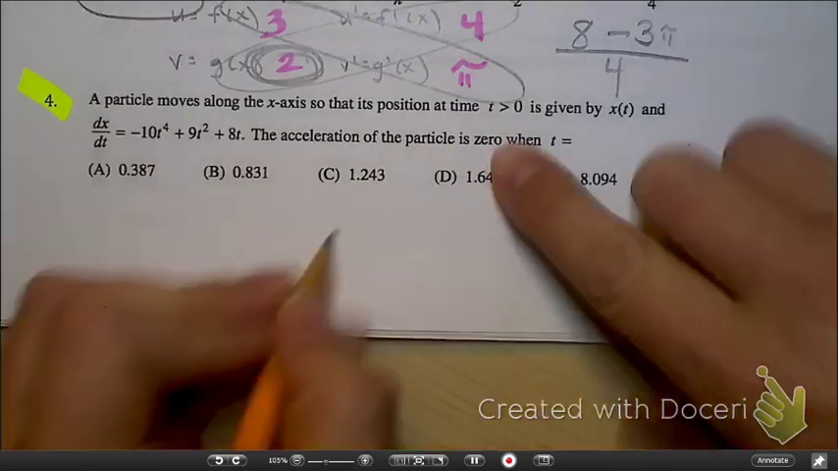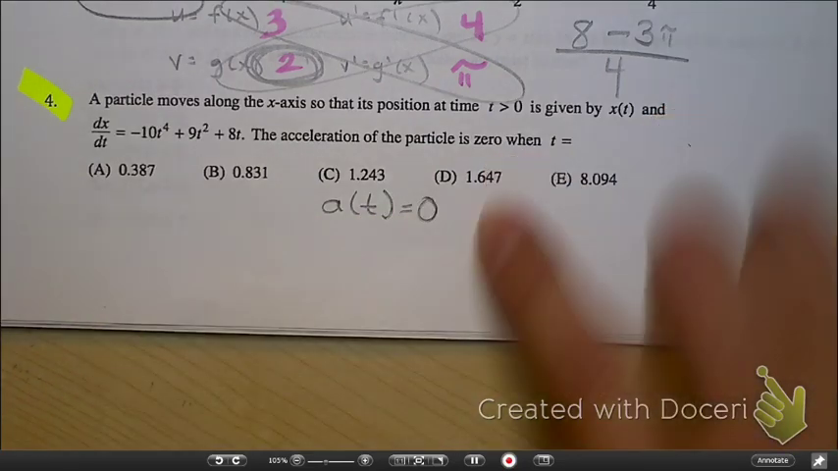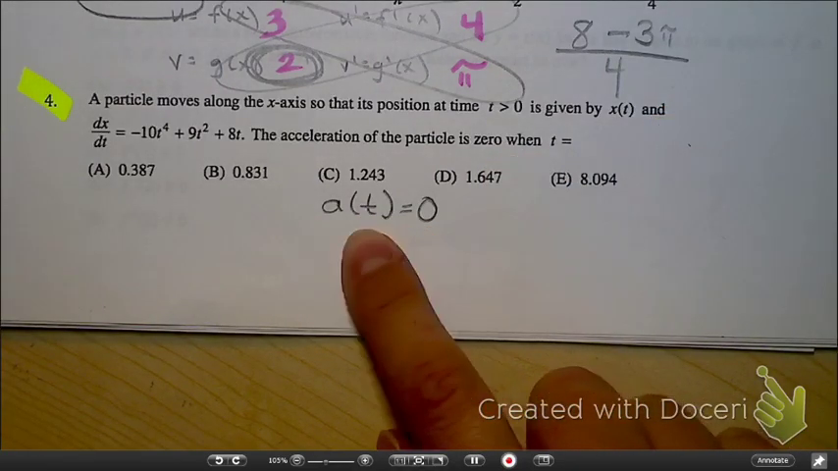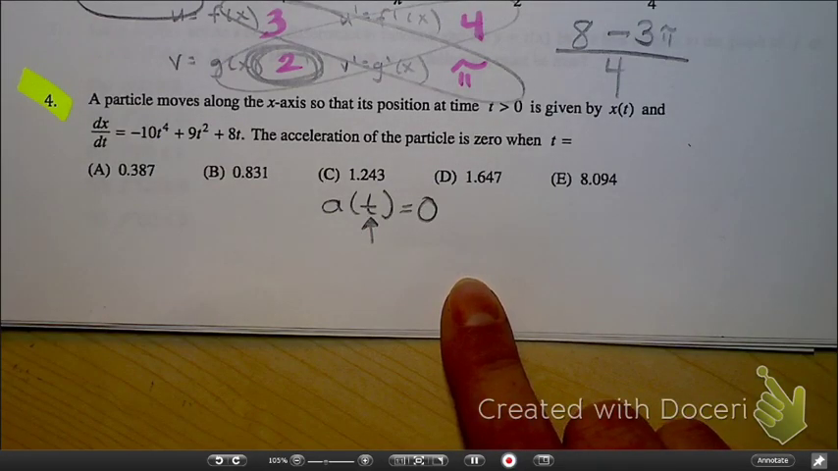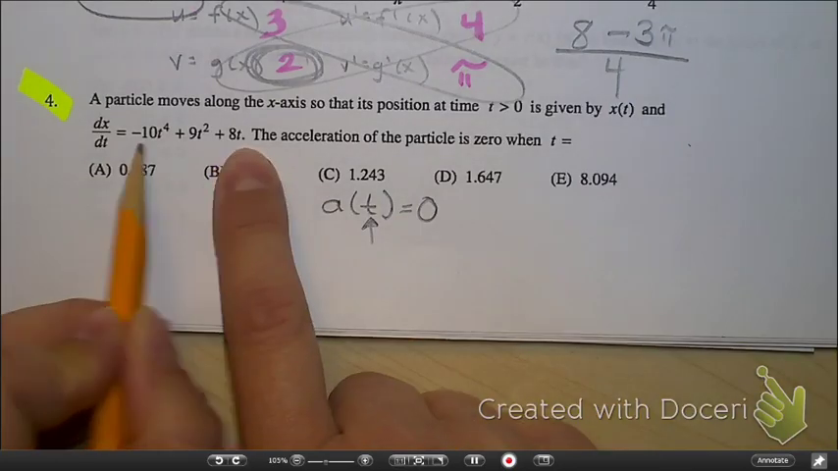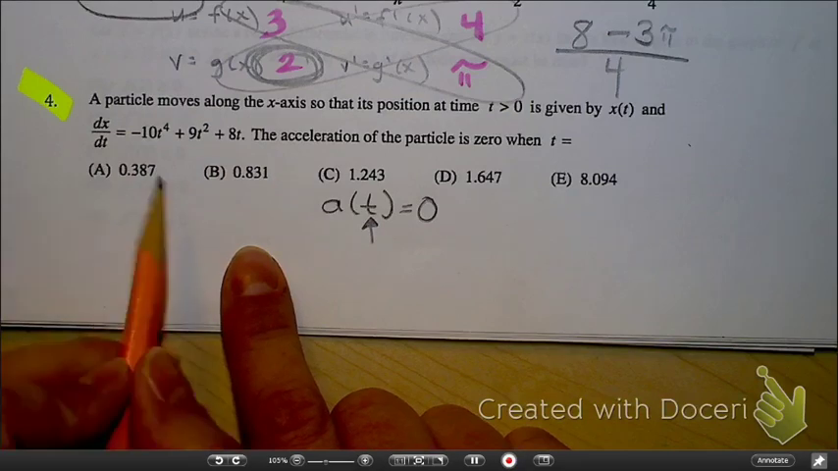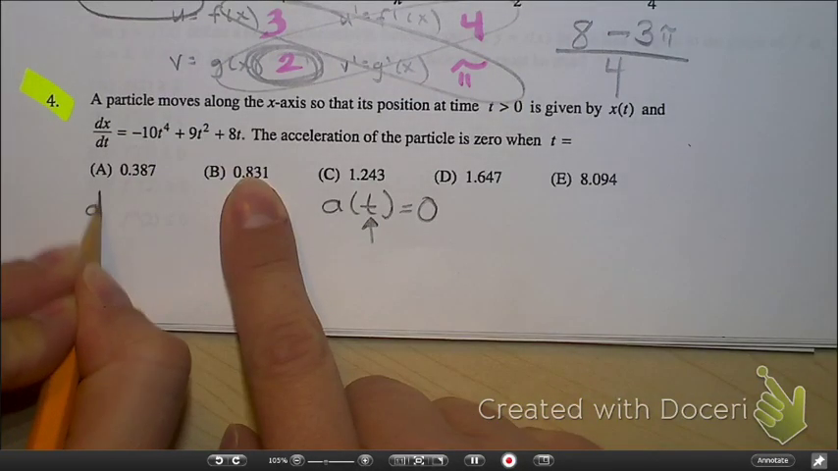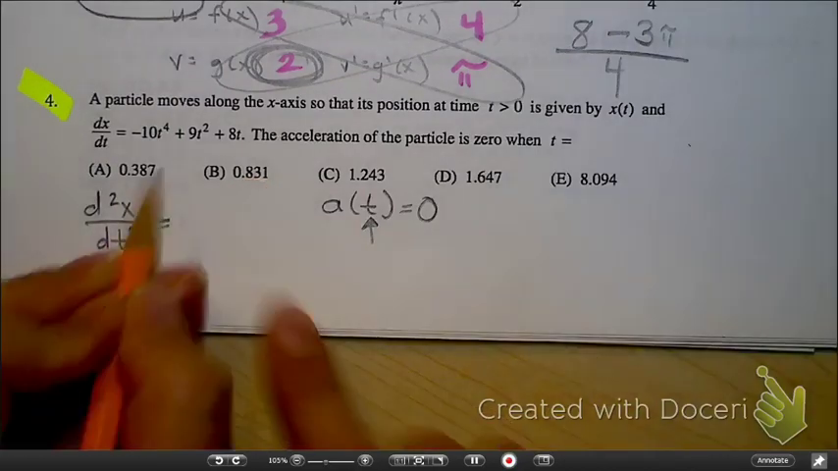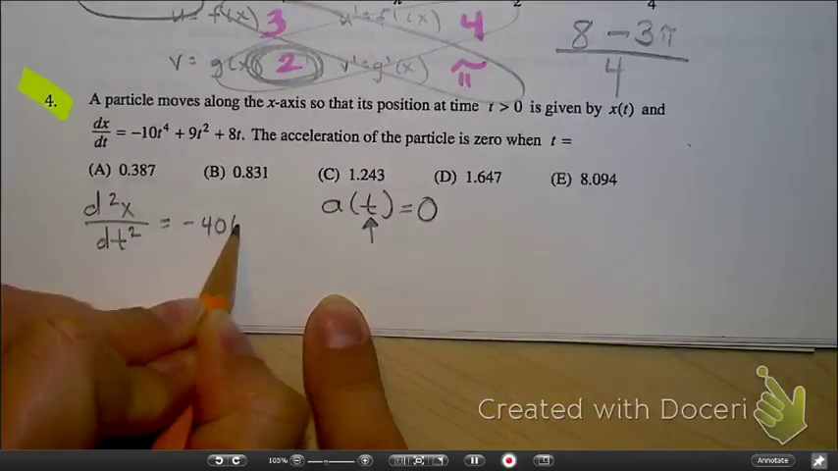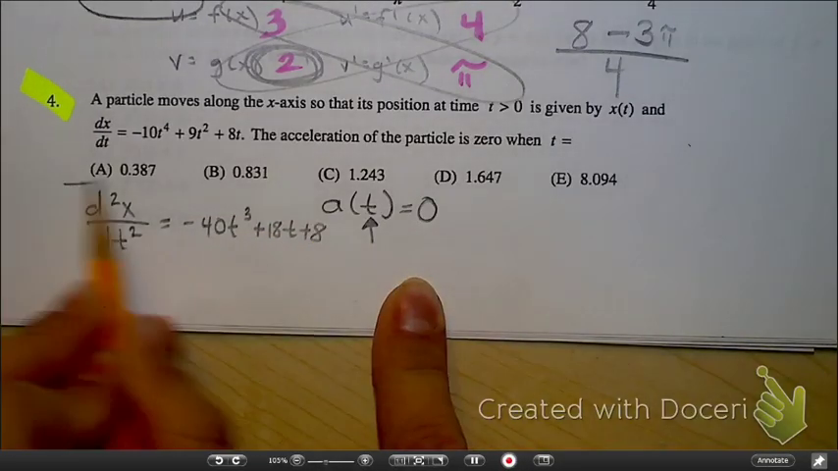Let me write that down. We're solving for t such that a of t equals 0. So I want to know the answer to that question: what t value makes the acceleration equal 0? In order to do that, we need to take the derivative of this function to find out what equation we need to set equal to 0. The derivative of this, which is the second derivative, d squared x dt squared, the acceleration, would be -40t cubed plus 18t plus 8. That's the acceleration function.